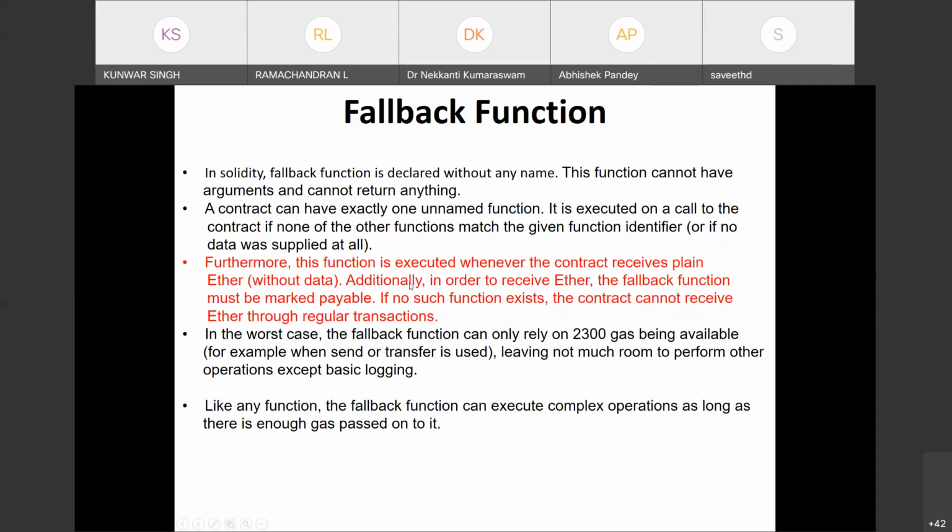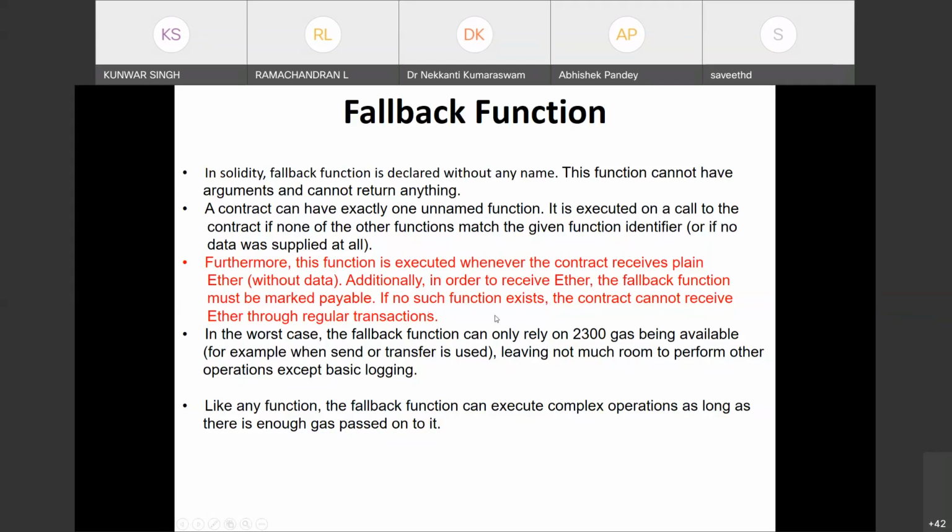This function is executed whenever the contract receives plain ether without data. Then it will be executed. Additionally, in order to receive the ether, the fallback function must be marked payable. So the fallback function has to be marked payable, and then only it can receive the ether. So it is used to receive the ether. Someone has transferred the money to the contract, and then through this fallback function, one can receive the money. That is also, one has to write payable.